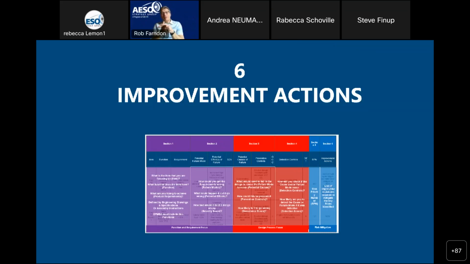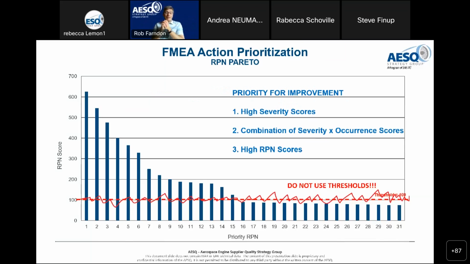So we're going to move on now to improvement actions. If I just click on one more, please. Thank you. I love this slide. It communicates so much, about how you're going to prioritize the lines in your FMEA for action. We call this the RPN Pareto chart, which is basically how many of each RPN you get. It drops down, of course. The key message here is if you've been operating in an environment where you use a threshold below which you take no action, please don't.